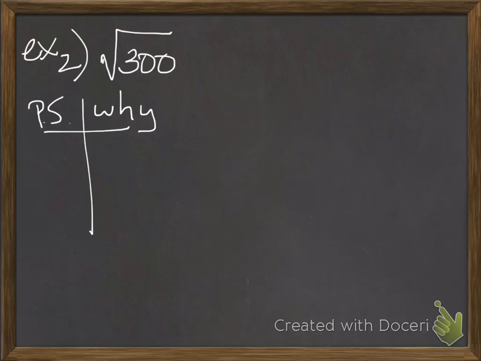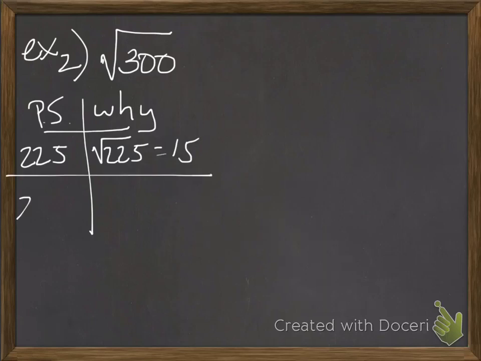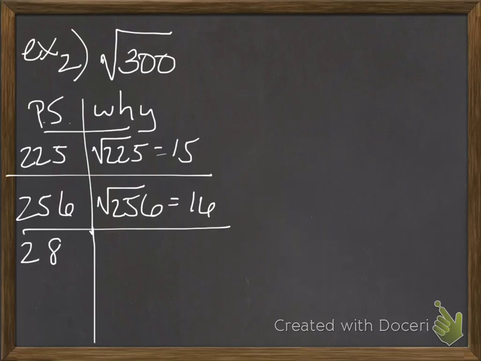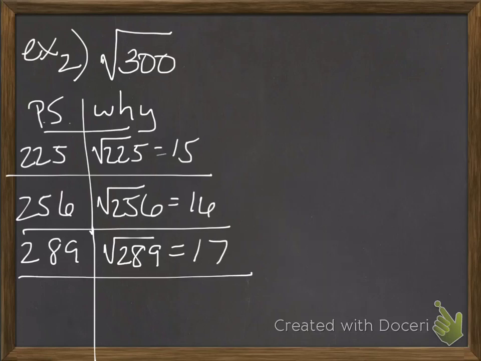If you remember that 225 is a perfect square because the square root of 225 is 15. 256 is a perfect square because the square root of 256 is 16. 289 is a perfect square because the square root of 289 is 17. And then there was 324. And 324 is a perfect square because the square root of 324 is 18.